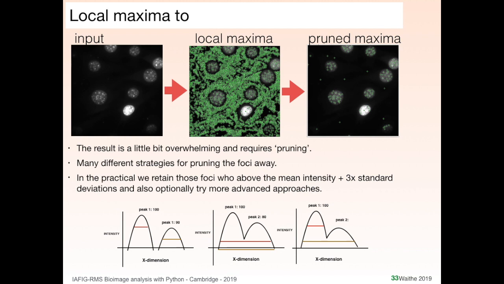Okay, but as it stands, this representation here is just the mean intensity plus 3 standard deviations as a means of just getting those foci which are really bright compared to the rest of the image, which is a very simple way of doing it, which is quite effective.